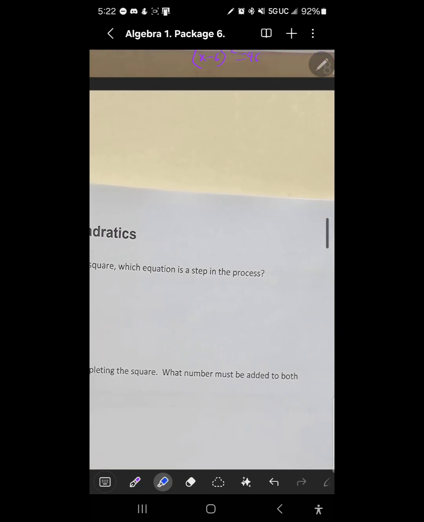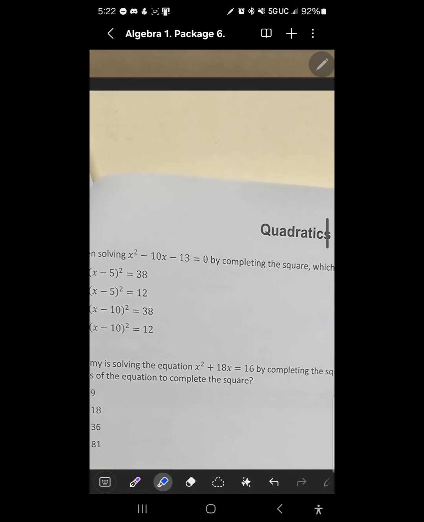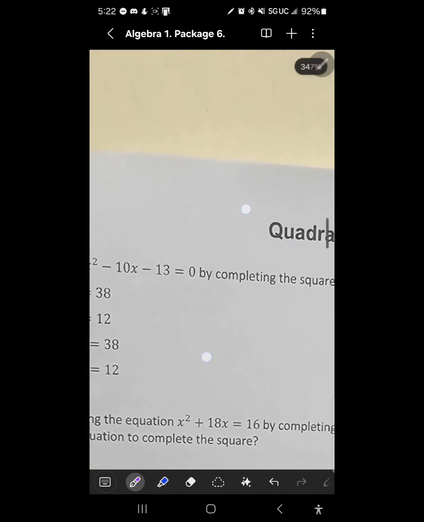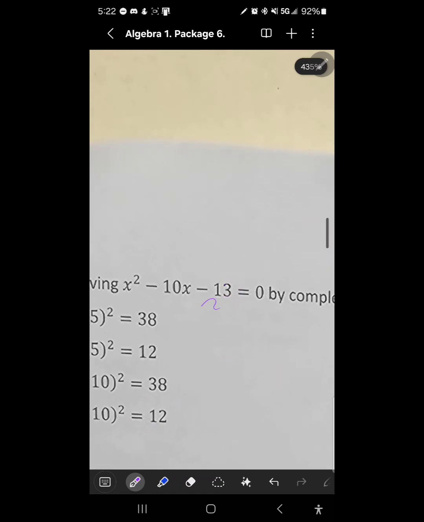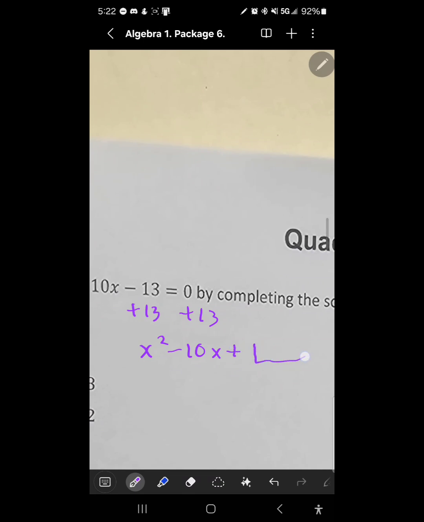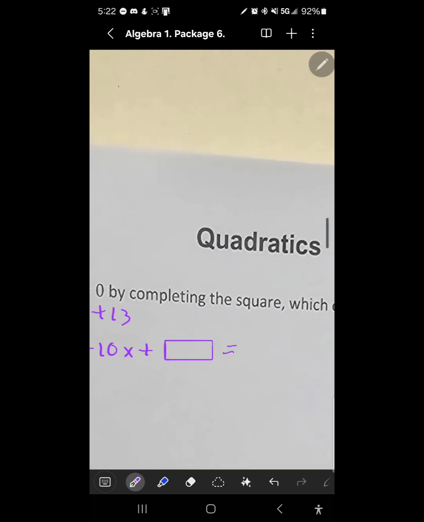Now we are using completing the square again, doing the same process. I'm going to add 13 because I want the x on the left and the number on the right. So we have x squared minus 10x plus the rectangle, and I want a rectangle, not a triangle, equals 0 plus 13, which is just 13 plus the rectangle.